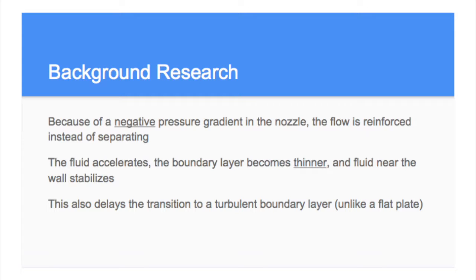There were some basic ideas that are summarized above. The negative pressure gradient will inhibit separation from the wall. The accelerating fluid will thin the boundary layer, as detailed in the following slides, and the turbulent transition will be delayed.